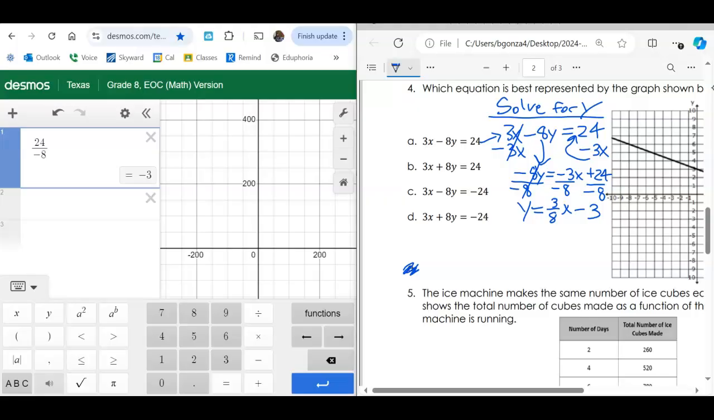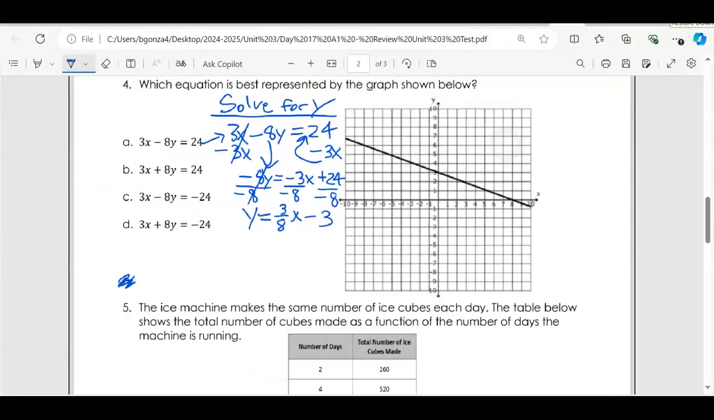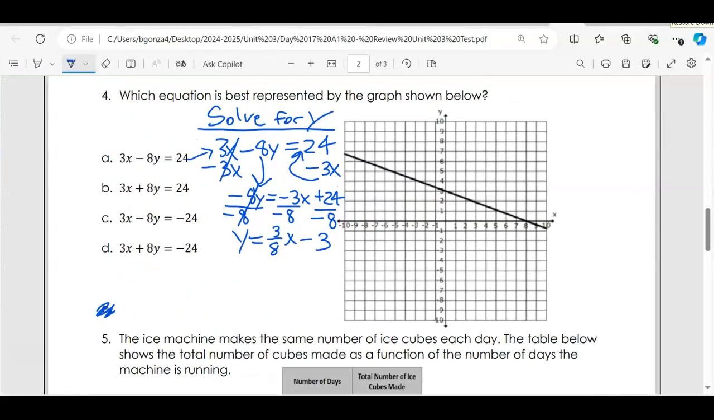Now, that's just part of what you have to do, because once you solve for y, you've got to see, does this match the graph? I'll tell you off the bat, if it's mx plus b, this is a positive slope and a negative y-intercept. A positive slope is supposed to be going up to the right, and a negative y-intercept is supposed to be down here below 0. So I can tell you A is not right. So we did A here, it didn't work out.